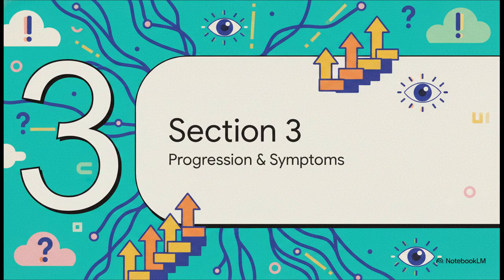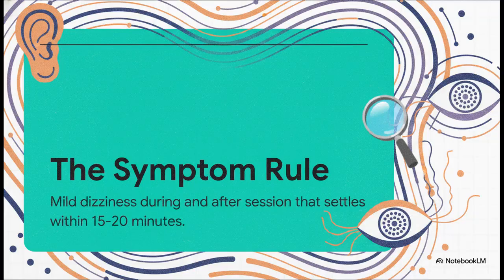Moving on to section 3, progression and symptom rules. So getting the dose right is a great start, but the real expertise is knowing how to progress safely without completely overwhelming your patient or losing their trust. Let's anchor on our primary heuristic here, the symptom rule.